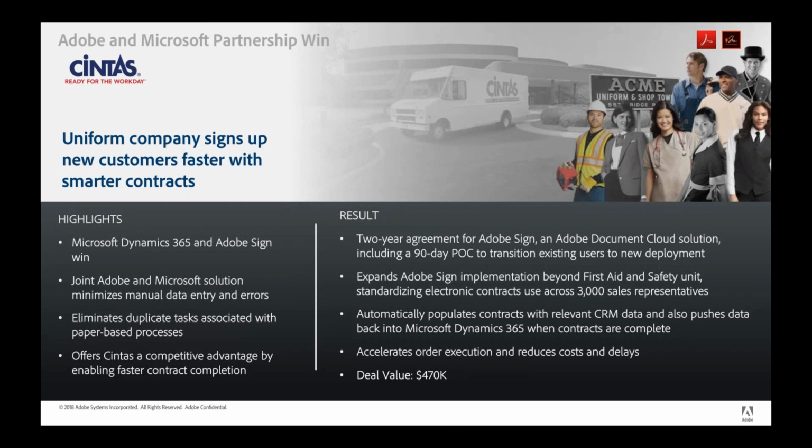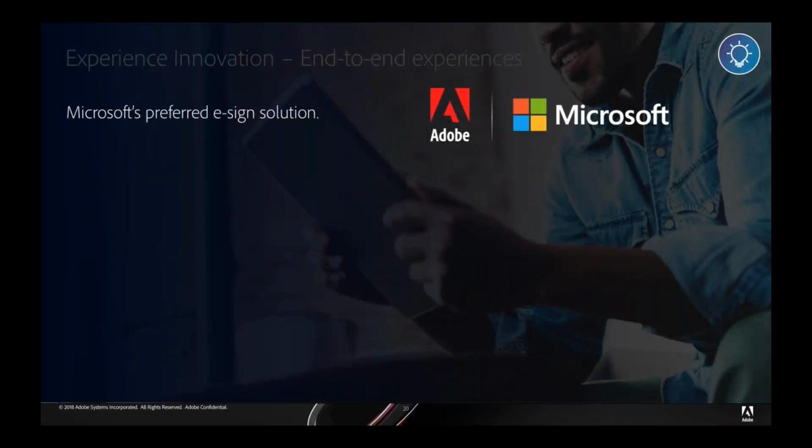Cintas. So what did they do? They used Dynamics 365 and Adobe Sign and really just revamped their contract process. And so what they saw was a 2-year agreement, 3,000 sales representatives automatically populating contracts with relevant CRM data, and really, again, just speeding the process to orders and to completing business, reducing cost and delays. Very, very important.